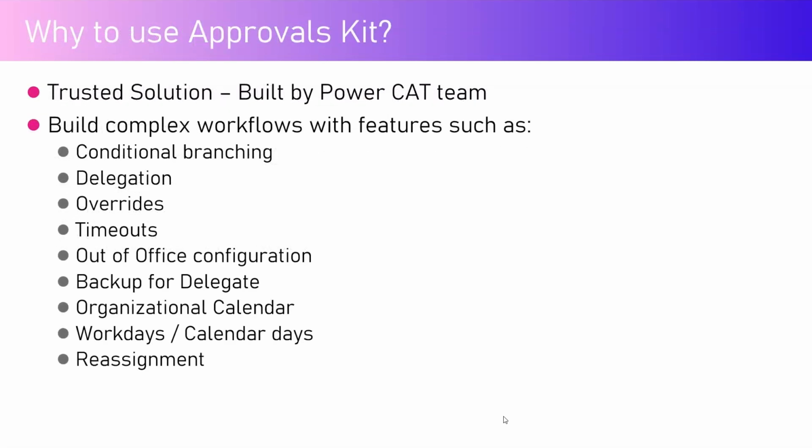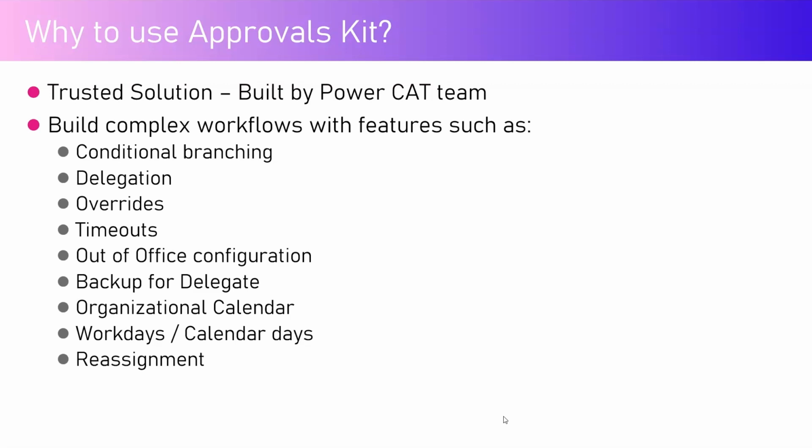Now, why use Approval Kit? First thing, it is a trusted solution. It is built by the PowerCat team. So it is a trusted solution. Now, the approvals kit is not just a normal approvals kit which is provided out of the box using Power Automate connectors. This can go to a great length to become more complex flows. It can utilize more complex flows.